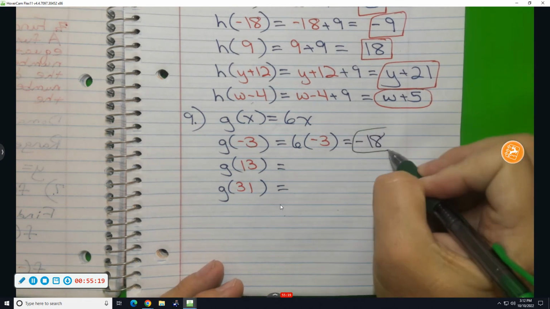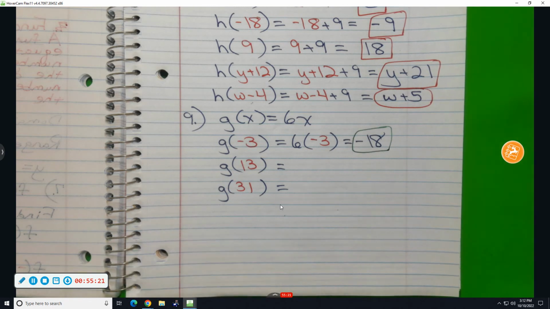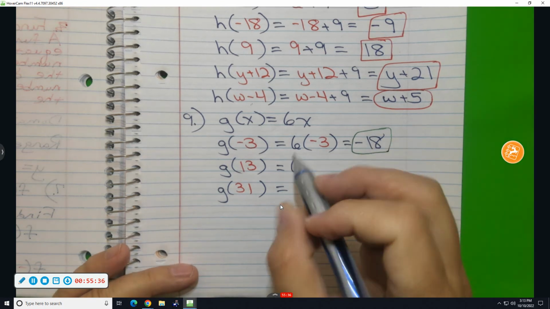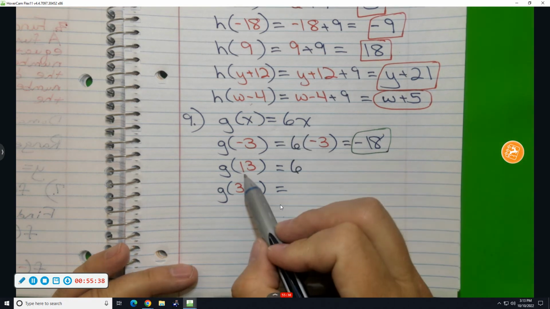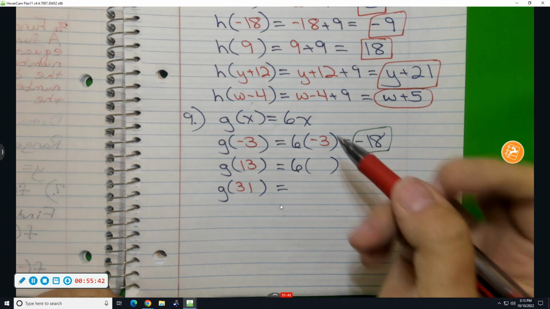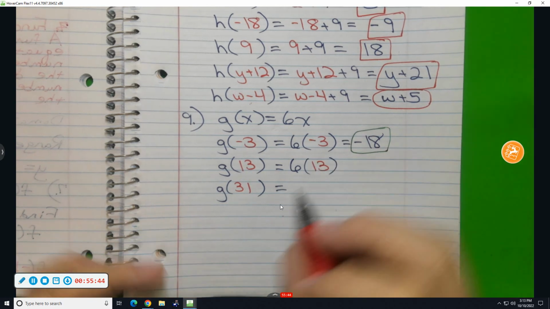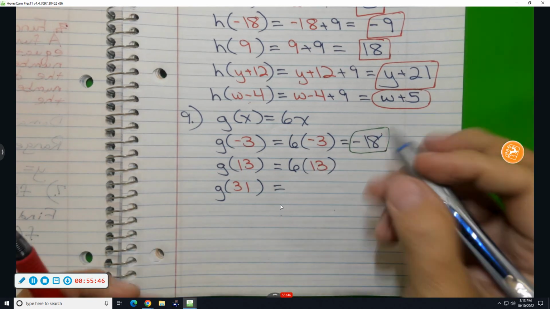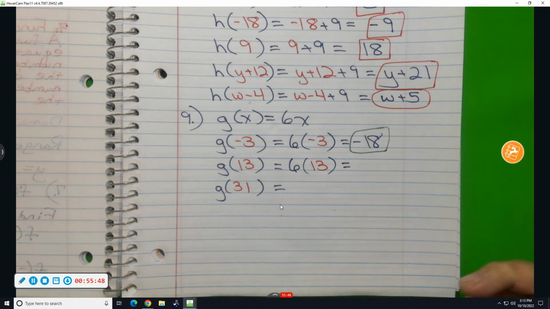This is good. We can just get all the values and then type them in all at once, okay? G of 13. That says go to g, wherever you see a variable, replace it with 13. You replace the x with 13, and 6 times 13 is 78.